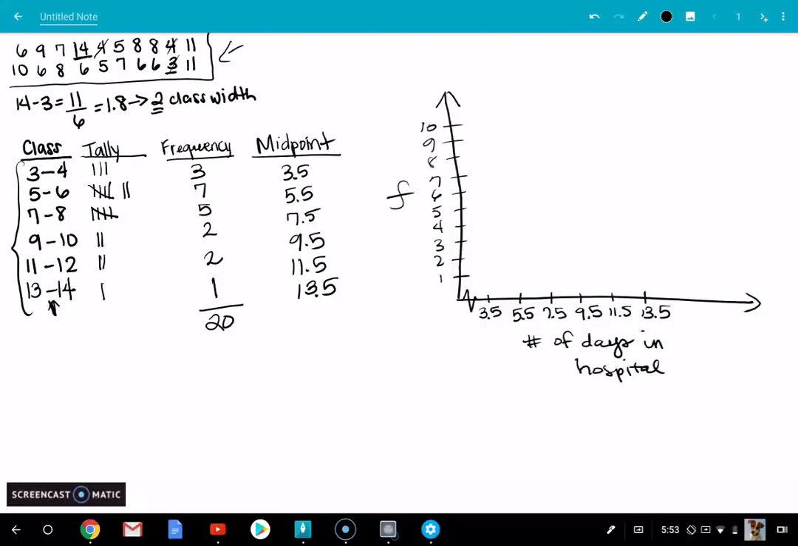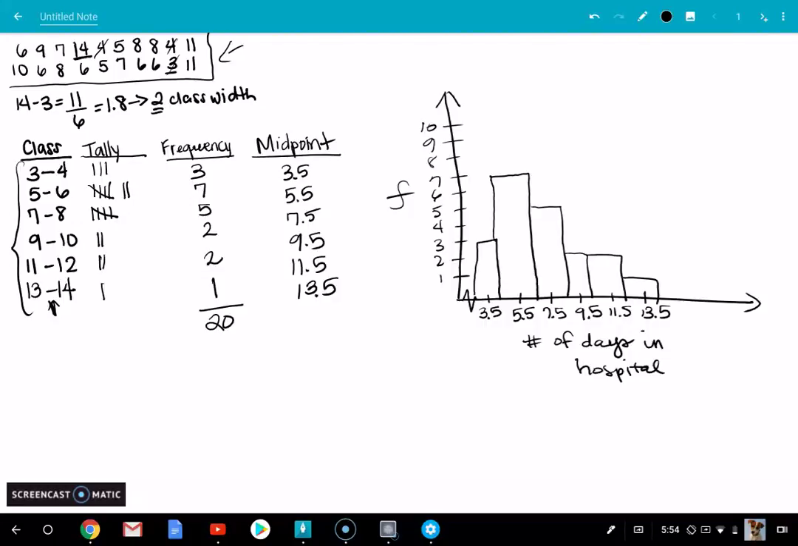So 3.5 would be the midpoint, and the frequency would be 3. So we can do 3. Sorry, this isn't really going to look that pretty. And then 5.5 would be 7. Remember, these bars are connected, they're not separate. And 7.5 is 5. So here's 5. 9.5 is 2. So here's 2. 11.5 is 2 as well. And then 13.5 is 1. So here we see our histogram.